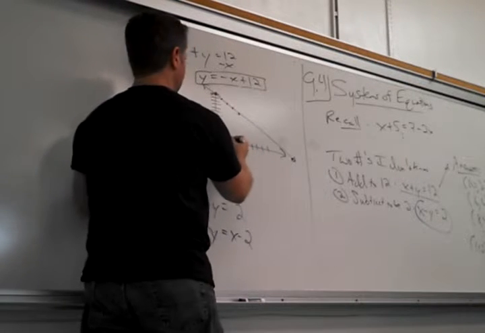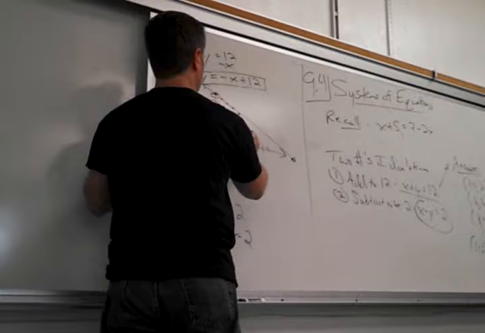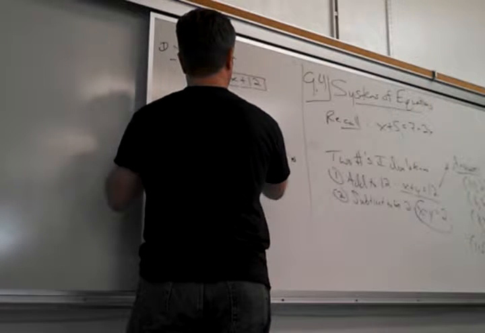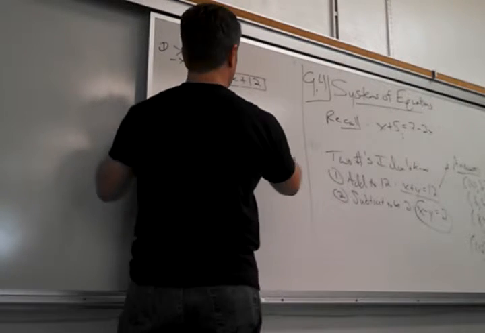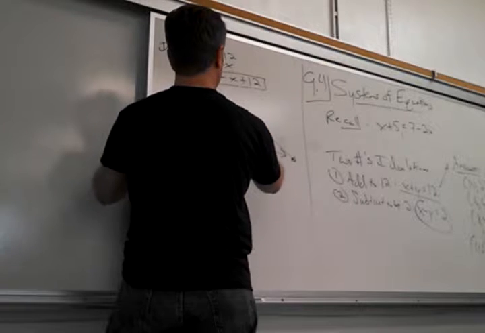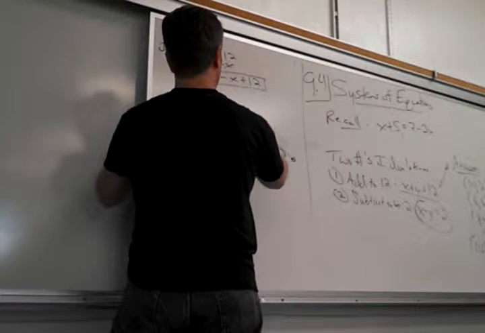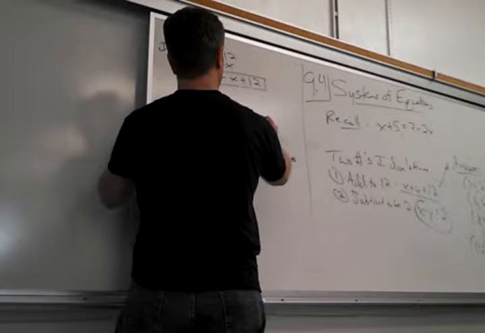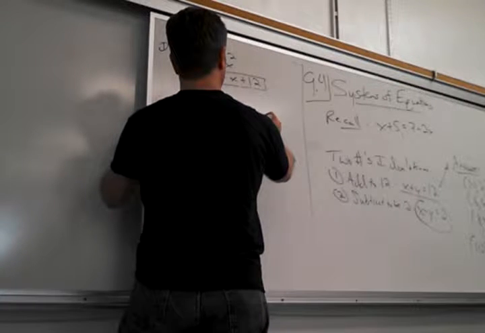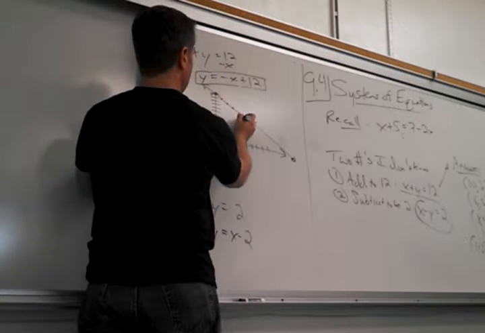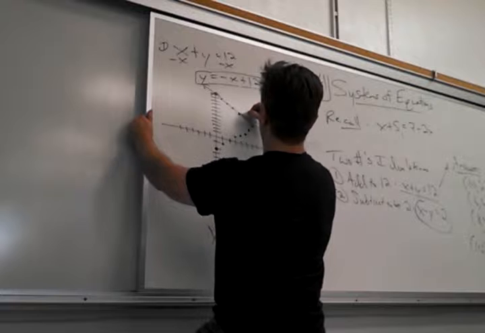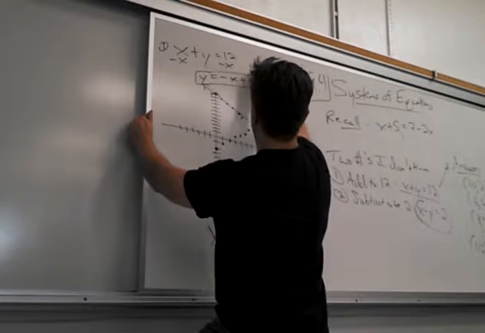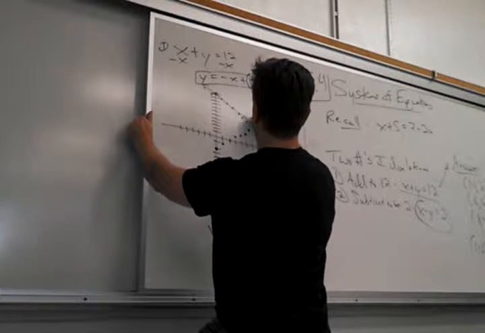Up 1 over 1, up 1 over 1. My scale is bad, too bad for me. I picked a really bad one. Up 1 over 1. So somewhere in there they meet. So if I come down 1 over 1, the big number threw me off here. Down 1 over 1 there.